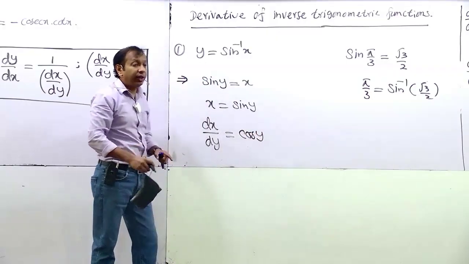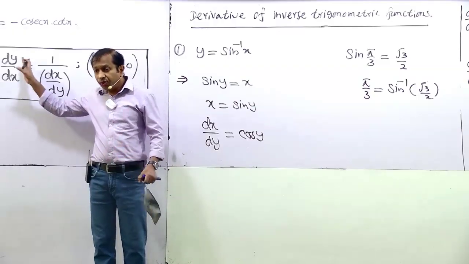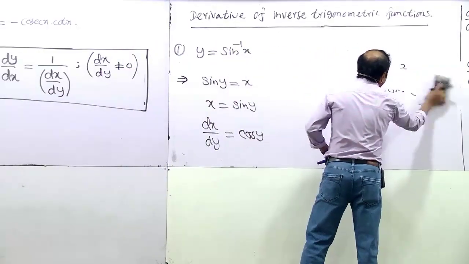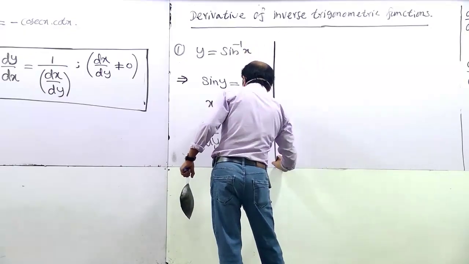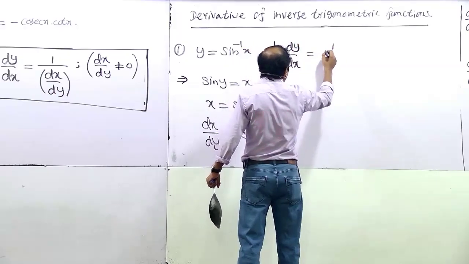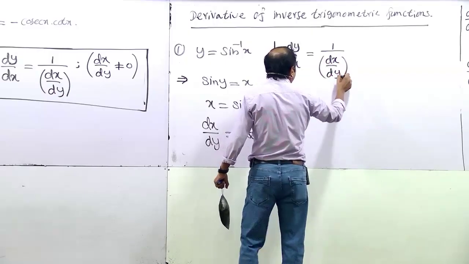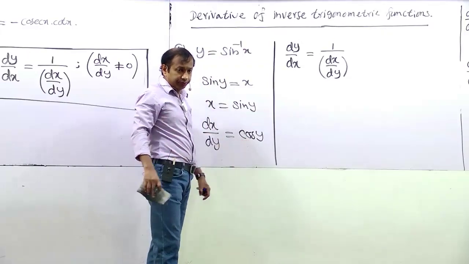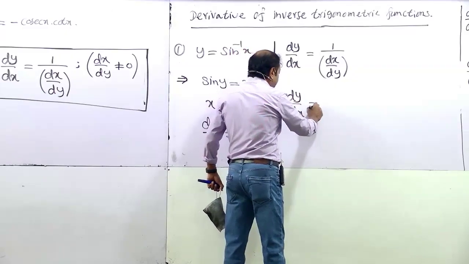Now we need to find not dx over dy, we need to find dy over dx. Then we go for this. Now start. dy over dx is equal to what? 1 upon dx over dy. This way I can write. Now I can put for dx over dy this cos y. 1 over cos y.